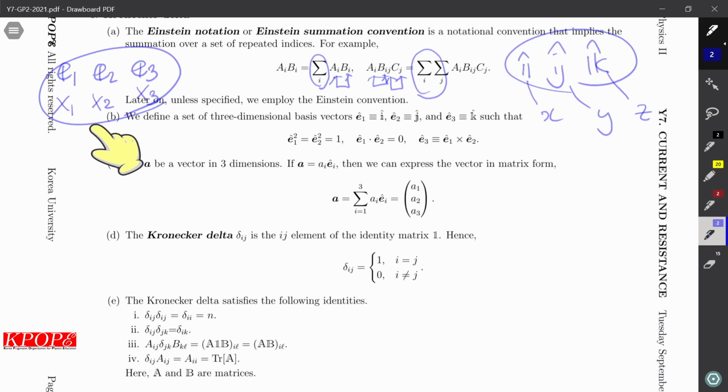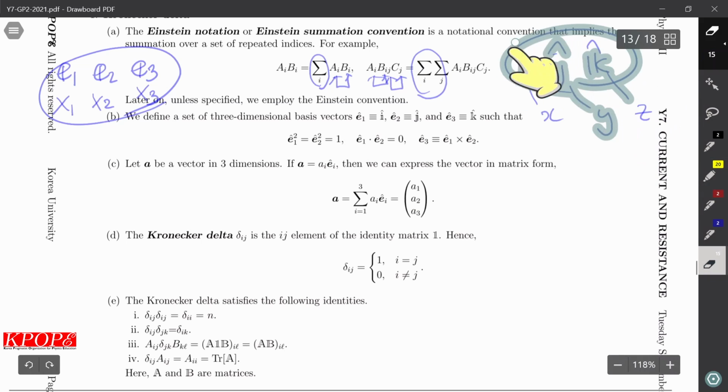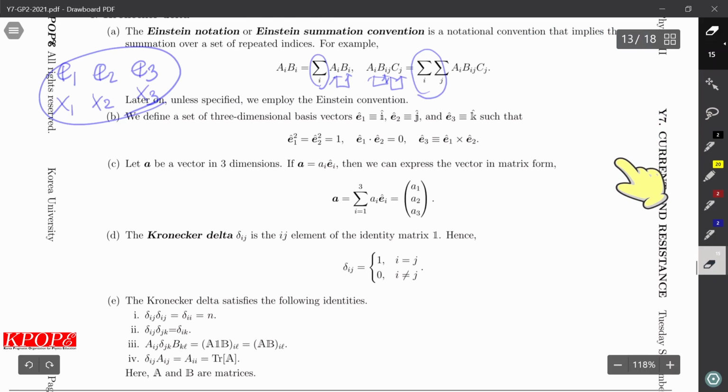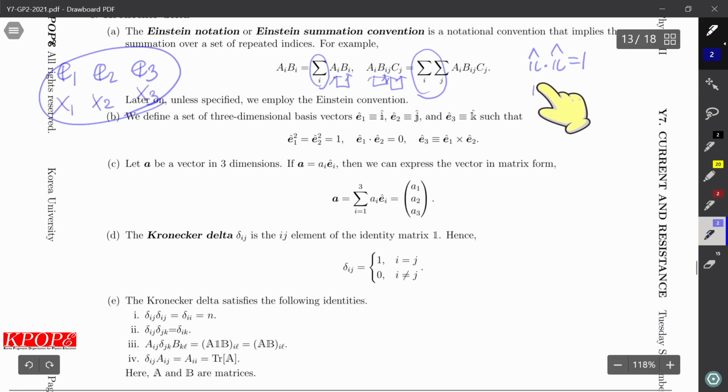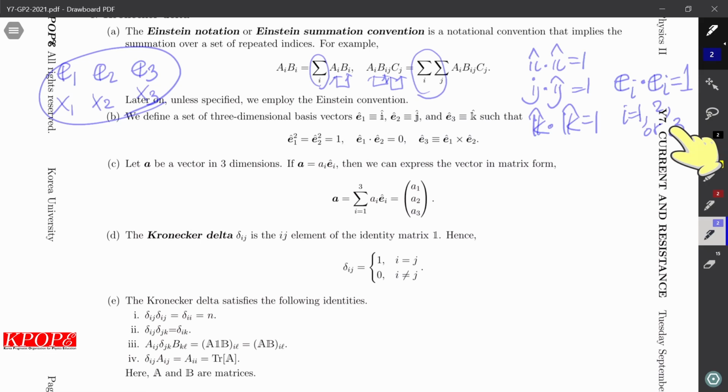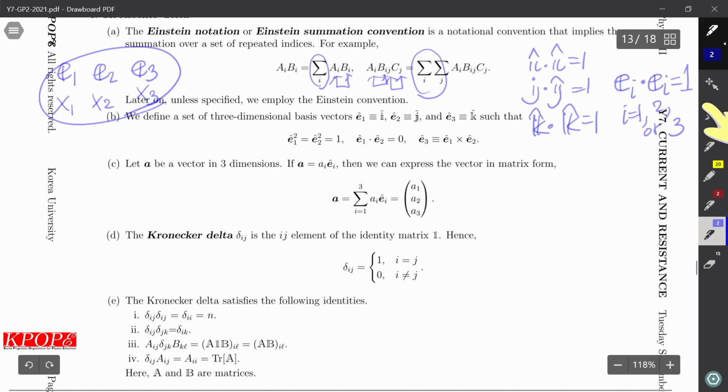For example, if we want to write down the scalar product, i i equals 1, j j equals 1, k k scalar product equals 1. But it can simply be expressed as e_i dot e_i equals 1, for i equals 1, 2, or 3. So we can simplify the expression.